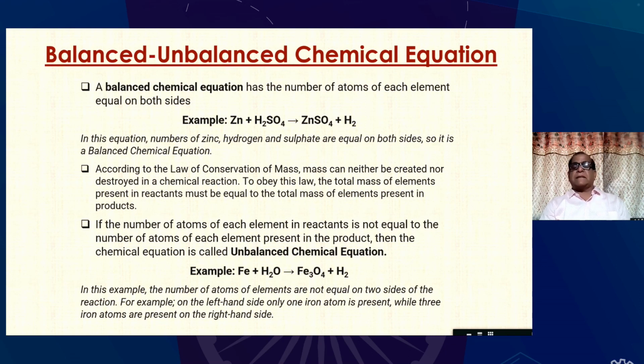Total mass of the element present in the reactant must be equal to the total mass of the element present in the product. If the number of the atoms of each element in the reactant is not equal to the number of the atoms of each element present in the product, then the chemical reaction is called an unbalanced chemical equation. For example, when iron reacts with water, it forms ferric oxide and hydrogen. In this example, the number of atoms of elements are not equal on both sides of the reaction. For example, left hand side only contains one iron atom, whereas 3 iron atoms are present on right hand side.